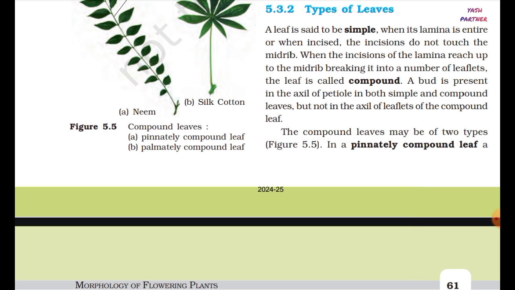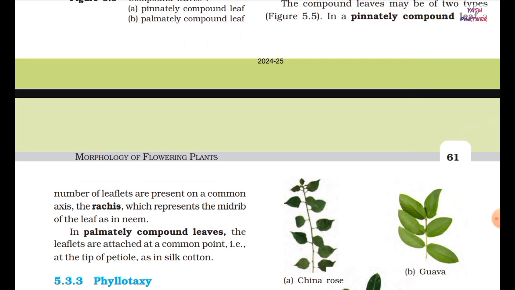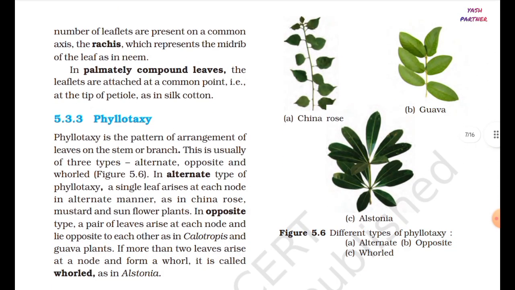The compound leaves may be of two types, figure 5.5. In a pinnately compound leaf, a number of leaflets are present on a common axis, the rachis, which represents the midrib of the leaf, as in neem. In palmately compound leaves, the leaflets are attached at a common point, that is, at the tip of petiole, as in silk cotton.